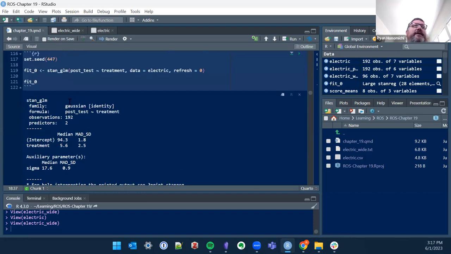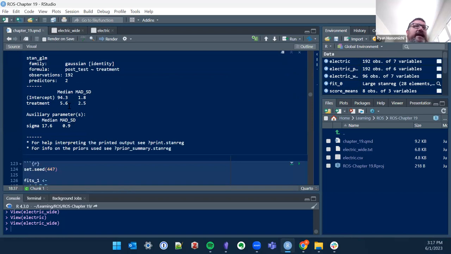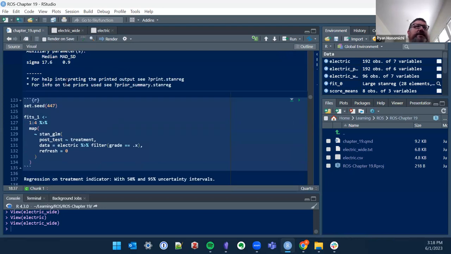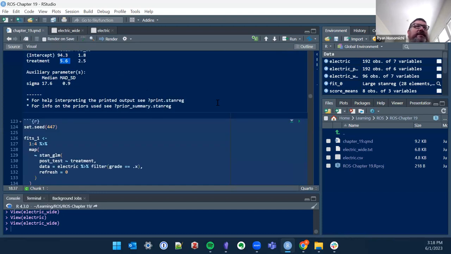Okay, so when we just look at treatment predicting post-test, we're not controlling for anything. How would you interpret this? The median increase in points for the people getting the treatment is 5.6 points. For the controls, we're saying they should have an average score of 94.3. You're not controlling for grade; this is everybody, collapsed across grades. So the untreated group had a score of 94.3 and the treated group averaged 5.6 higher. It's a fairly large number, but we haven't really controlled for much, so it's hard to take too seriously.